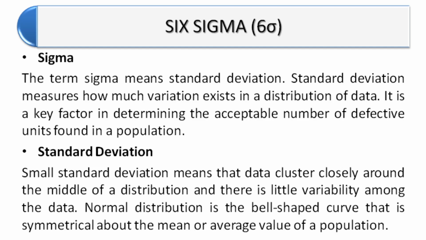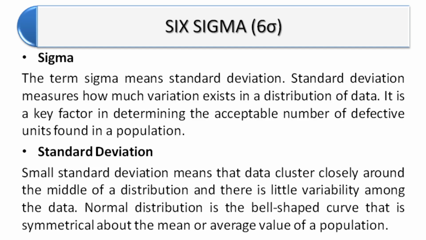Six Sigma basically is a technique which uses the mean and standard deviation. So what is sigma, what is standard deviation? Before starting with the Six Sigma technique, we should understand what is sigma and what is standard deviation. Sigma is a term that means standard deviation, and standard deviation, what is that? It measures how much variation exists in a distribution of the data. It is a key factor in determining the acceptable number of defective units found in a population.